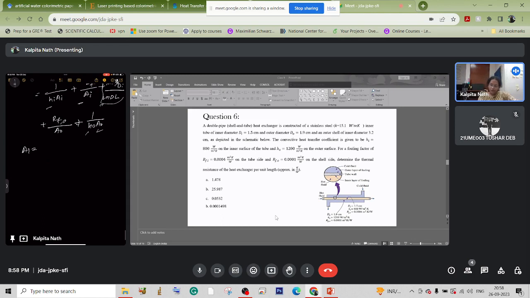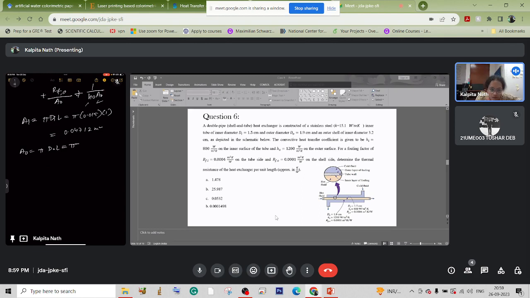Now Ai, the tube side area, we can calculate as pi Di L. This is pi times 0.015 times 1, so this is 0.04712 meters square. Right. Now for the shell side, this is pi D naught L, with D naught 1.9 centimeter. So this is pi times 0.019 times 1, which is 0.0597 meters square.